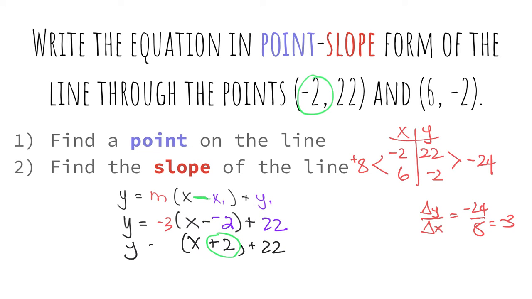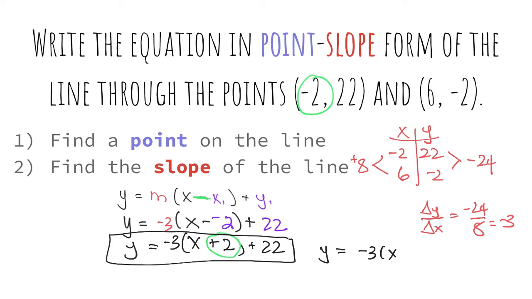So our final answer would be y equals -3 times the quantity x plus 2, and then plus 22. Now, of course, we could use the other point. You don't have to do both, but just to show you, y equals -3 times x minus 6, and then minus 2, because it'd be plus a -2.